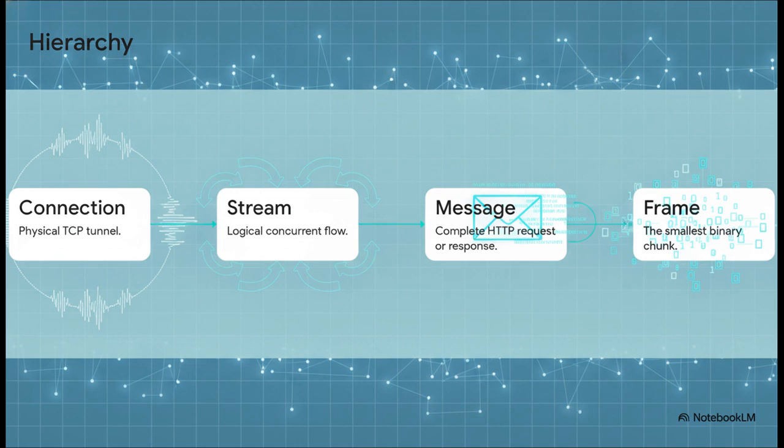Now, what's really interesting about this hierarchy is the strict one-to-many relationship. This is literally the foundational model you want to memorize, especially if you have an interview coming up. First, at the base, you have the connection. That's your physical TCP tunnel. Inside that connection, you have streams, the logical concurrent flows. Inside a stream, you'll find the message, the complete HTTP request or response. And finally, that message is assembled from frames, the smallest binary chunks. And because each frame carries a stream identifier, the receiving end can just stitch them all back together perfectly. It's like a giant puzzle that solves itself.